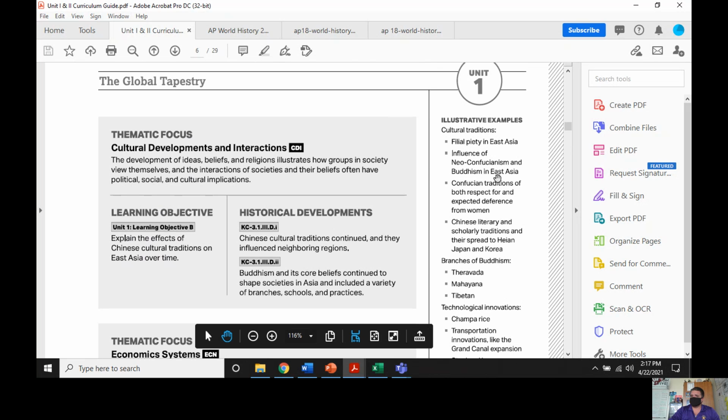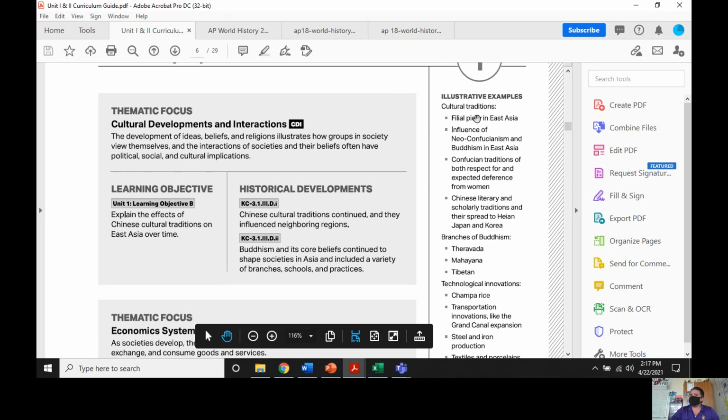So these are the illustrative examples. And this is where you find a lot of vocabulary, some really basic things that you need to know. So first bit of information, and it deals with Confucianism: filial piety. You got to know what that is. That is absolutely essential. It's the first thing here that they want you to know.